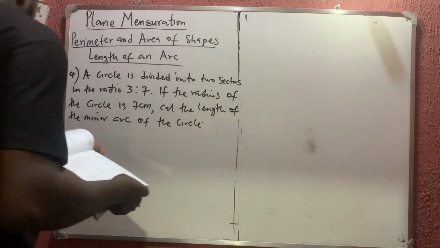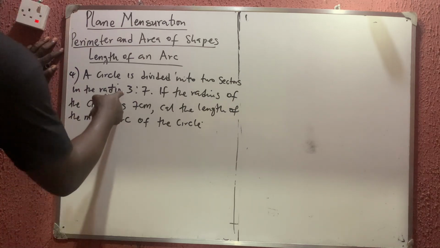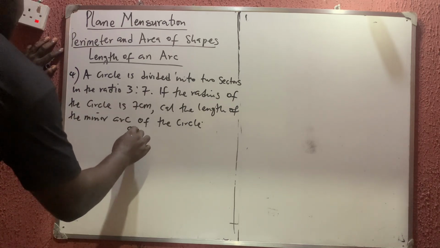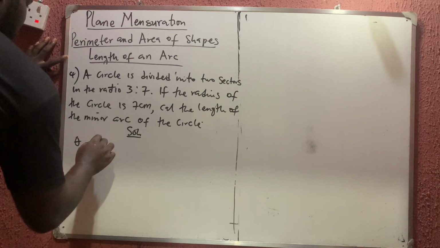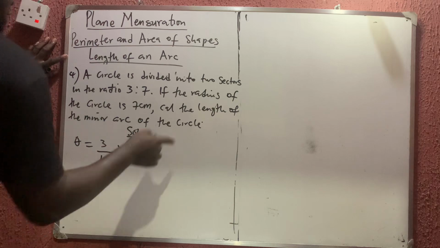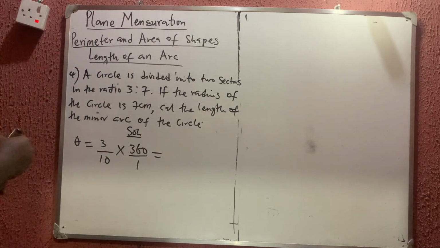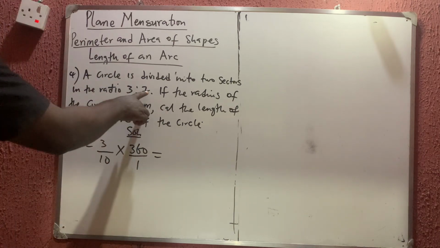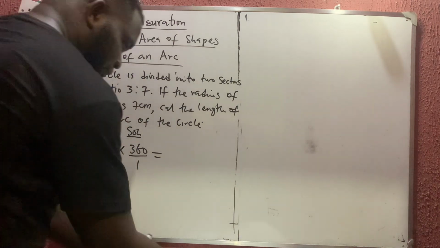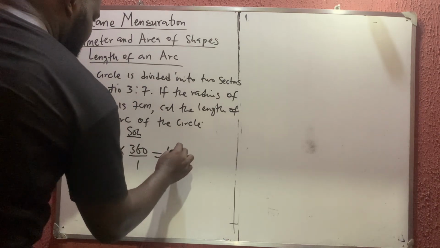Now, for us to get theta, since it is shared into 3:7, our theta will now be 3 over the total ratio, which is 10, times the total angle, 360, over 1. That is for the small one. But if it's for the big one, it's going to be 7/10 times 360 over 1. So that is our angle. We have 36 times 3, because 0 cancels 0. So I have 108. This is 108 degrees.